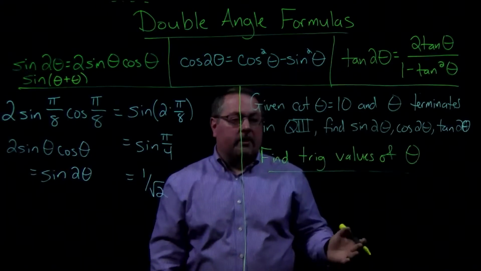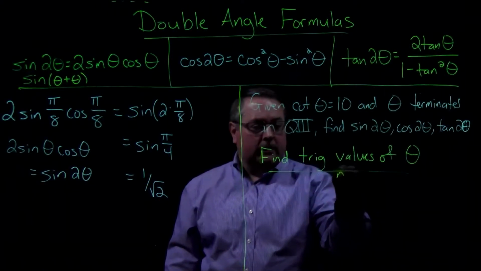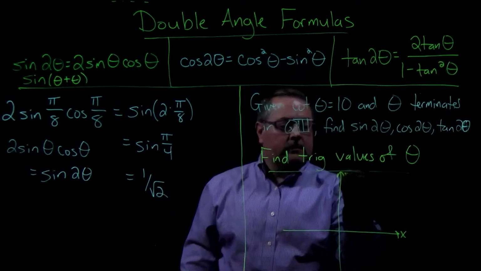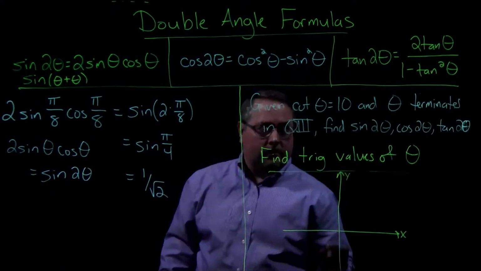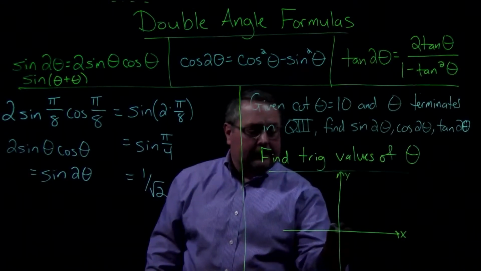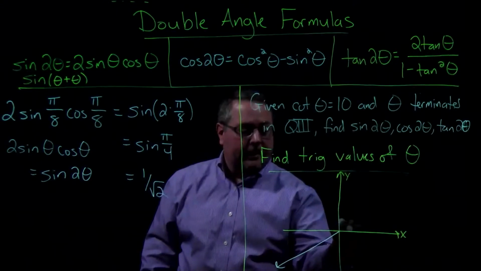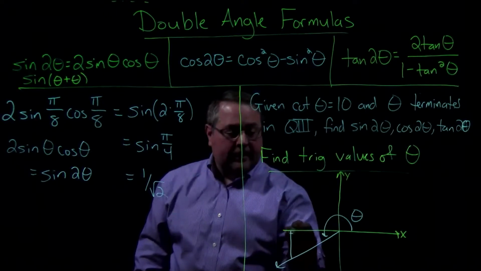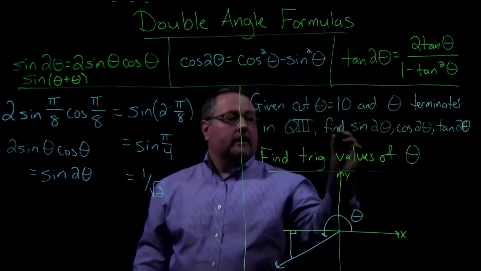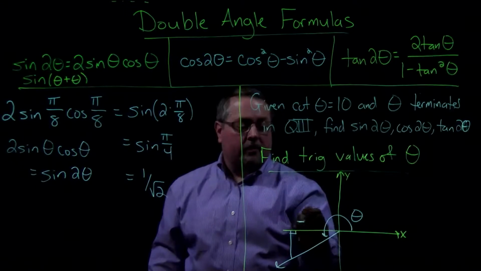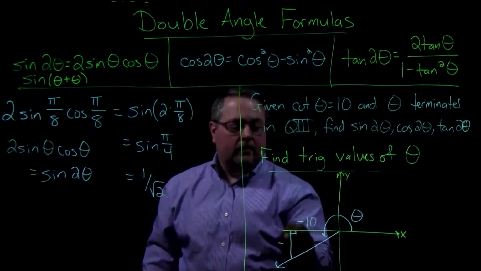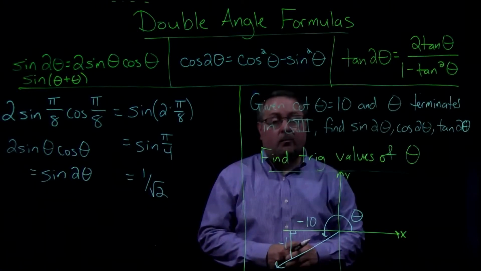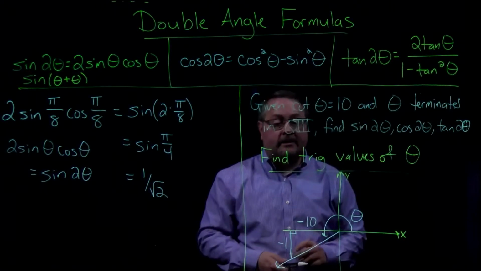Okay, but this is a problem we know how to solve, because we're told one trig value and we're told a quadrant. We're told that the cotangent is 10, and we terminate in the third quadrant, so there's theta. Cotangent is x divided by y. That's going to be equal to 10. Remember, in the third quadrant, x and y are negative. So x is going to be negative 10, y is going to be negative 1. Cotangent x over y is 10.